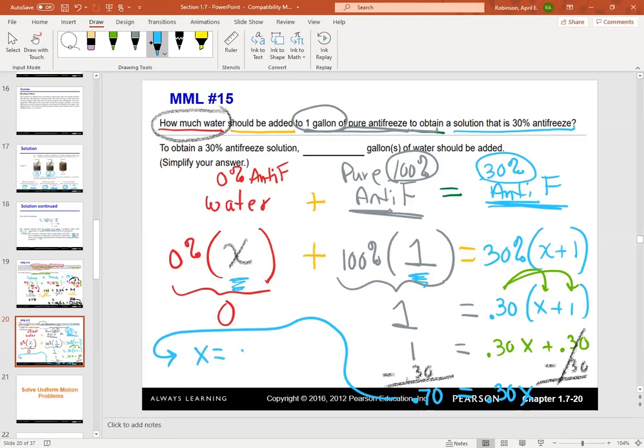So x is 0.70 divided by 0.30. When I did that, I got 2.3333 and so on. My math lab says simplify your answer, and the only way it would take it is as a fraction. 0.3 repeating is actually 1/3, so I'd have to add 2 1/3 gallons of water to my 1 gallon of pure antifreeze to water it down to just 30%.